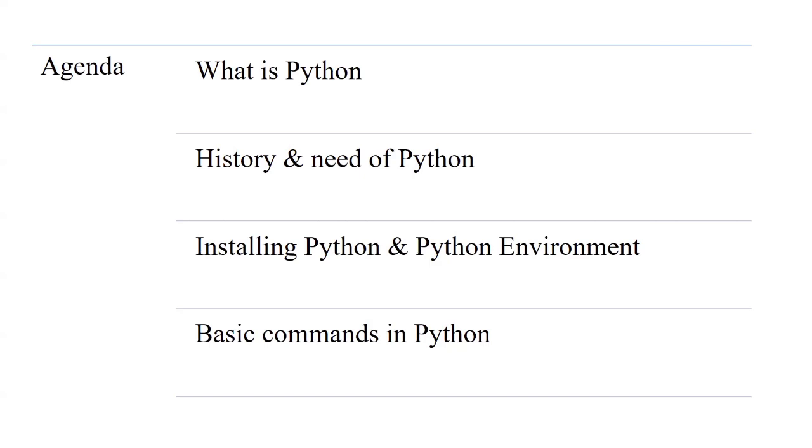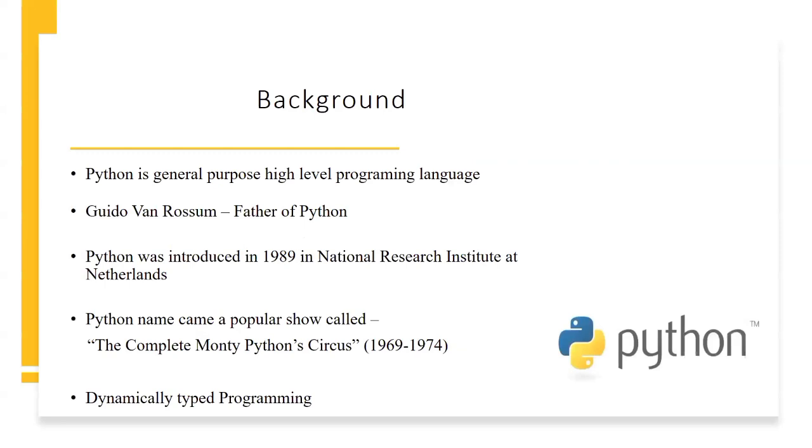So let's see what this Python is. Python is a general purpose high level programming language. So we call it a general purpose high level programming language. And the father of Python is Guido van Rossum.